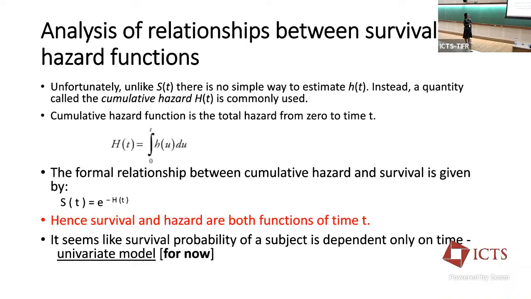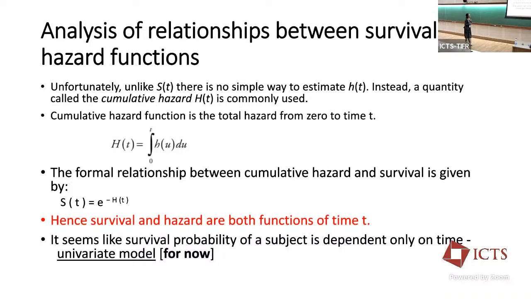Unfortunately, unlike the survival function S(t), there's no simple way to estimate H(t). Instead, a quantity called the cumulative hazard function is commonly used. The cumulative hazard function is the total hazard from 0 to time t, which you can also write as an integration. The formal relationship between cumulative hazard and survival is given by this: S(t) is equal to e to the power minus H(t).